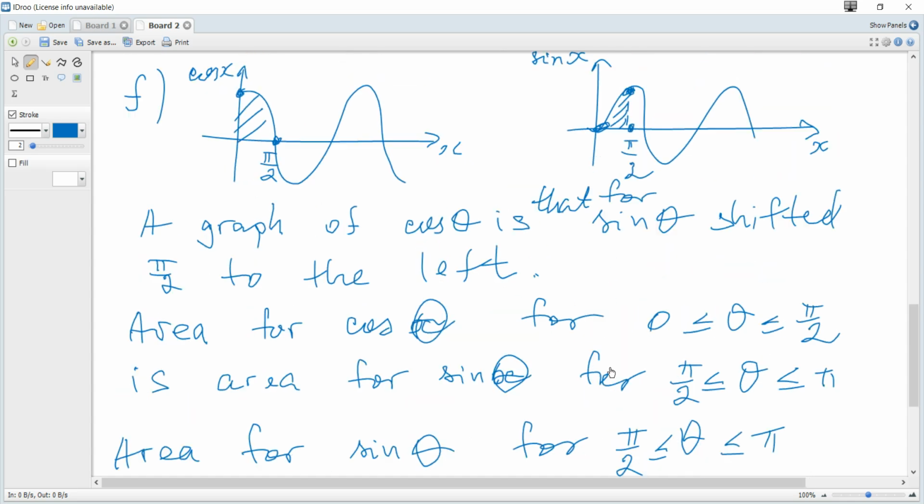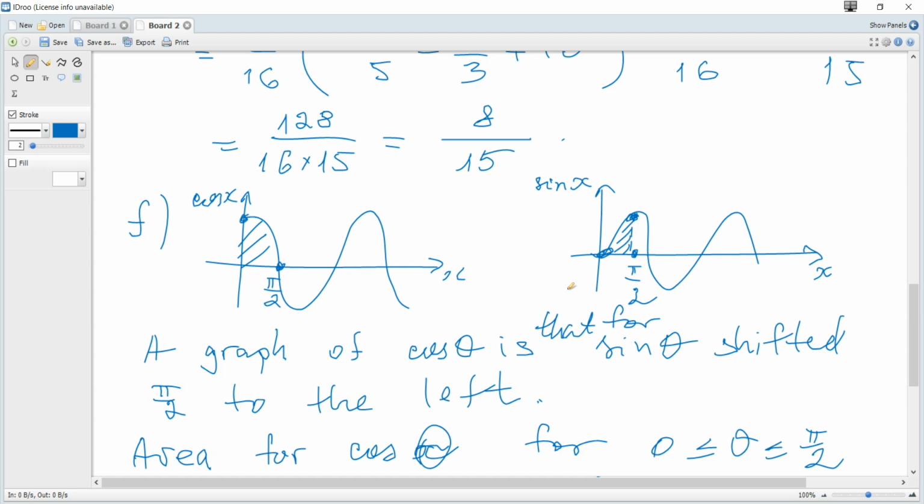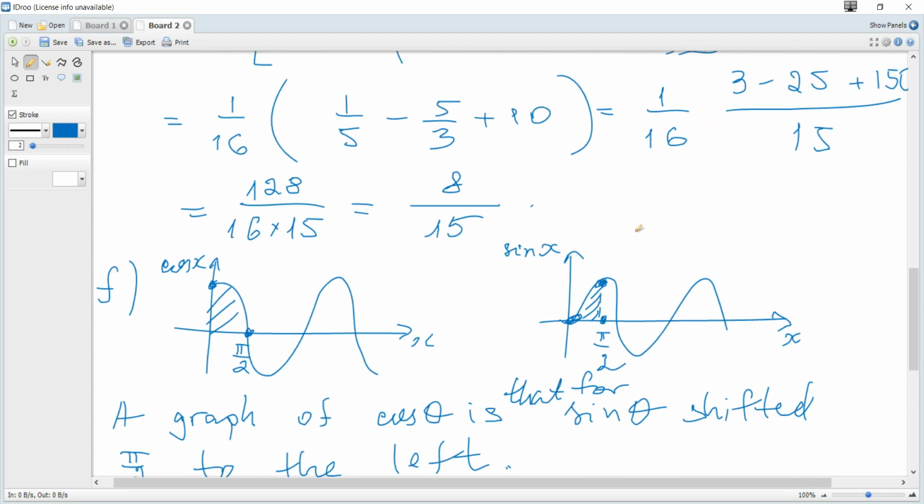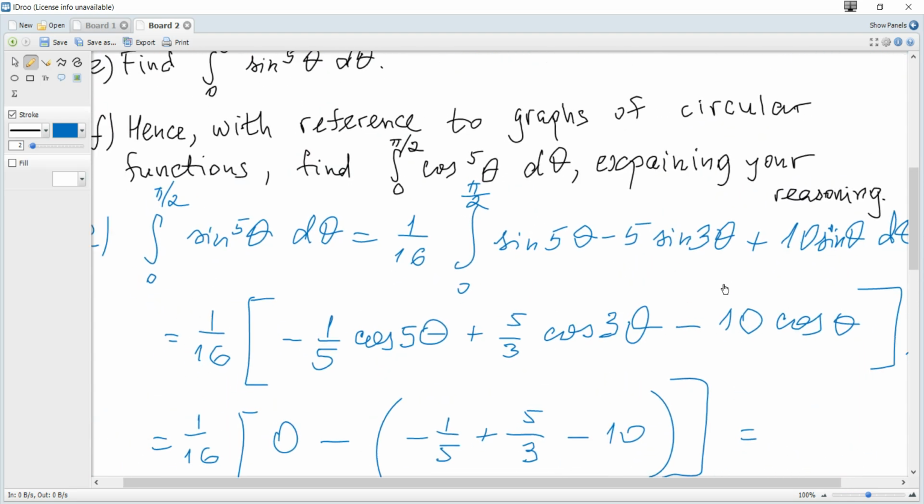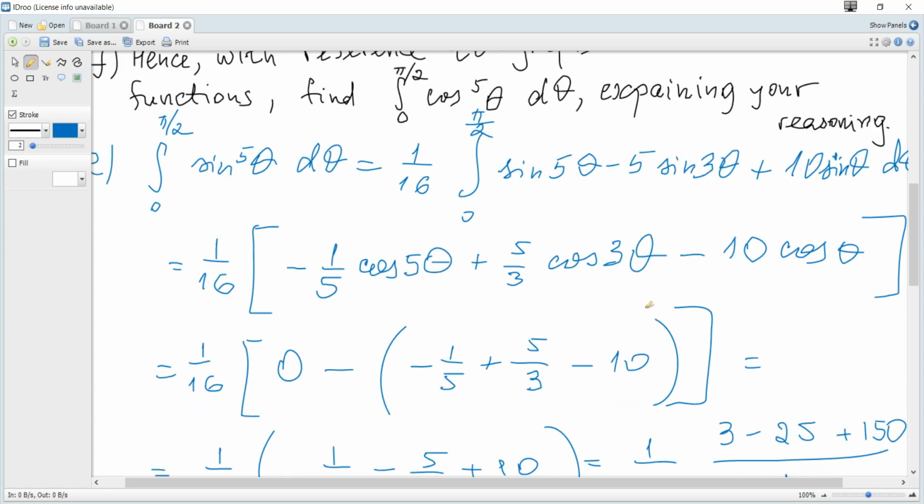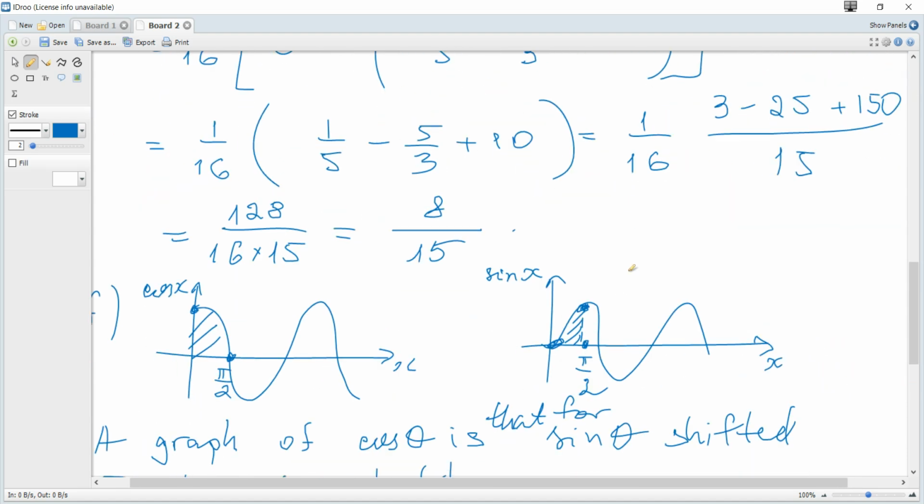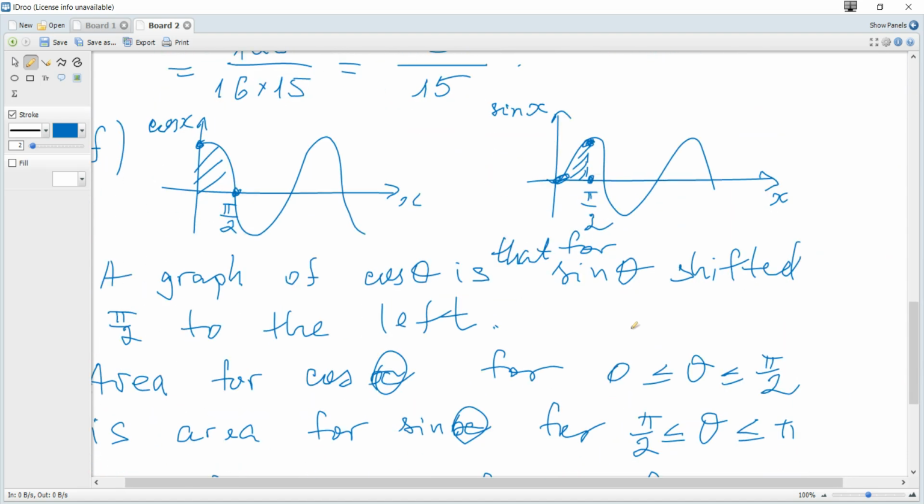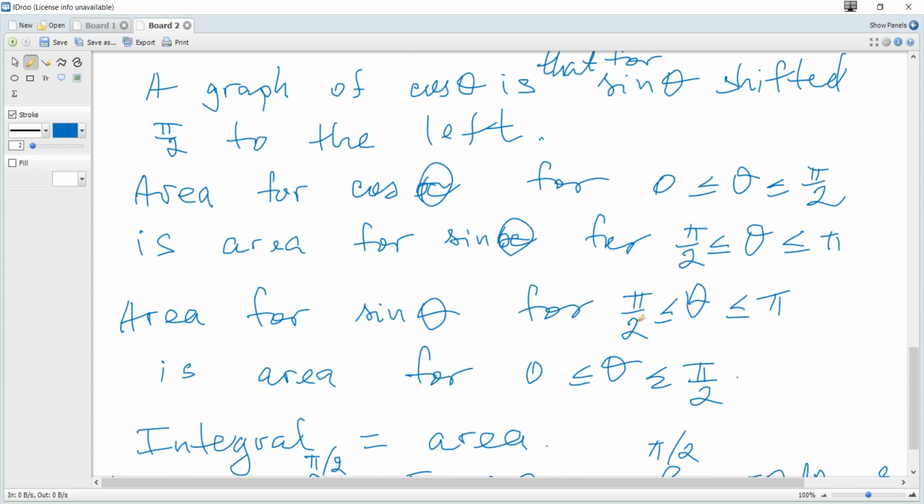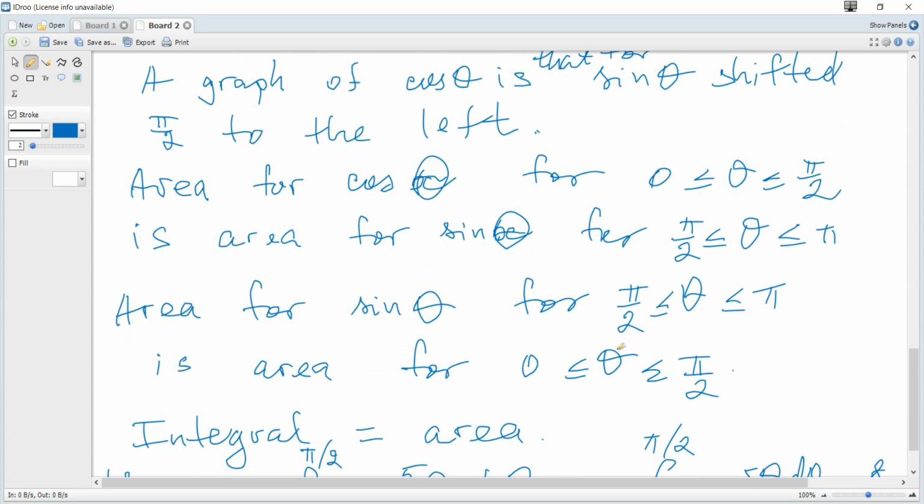Something like this. So it's the required answer for this integral for cosine to the power of 5. And that's all for this question.